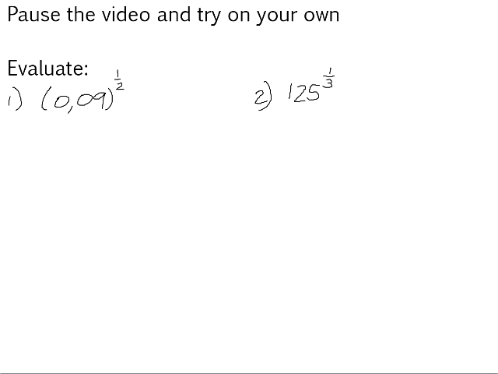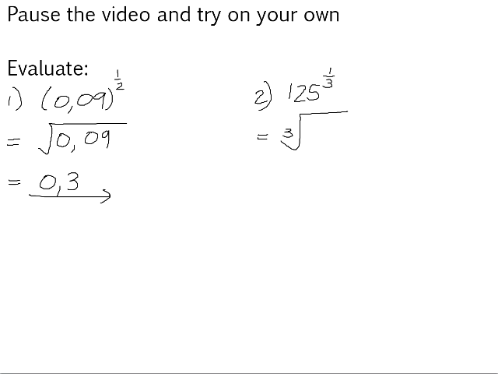Okay, in your homework book, there are two further examples for you to try, so please pause the video and try those without using your calculators. Okay, number one, 0,09 to the power of a half is the same thing as the square root of 0,09, which is 0,3. 125 to the power of a third is the same as the cube root of 125, and the cube root of 125 is 5.